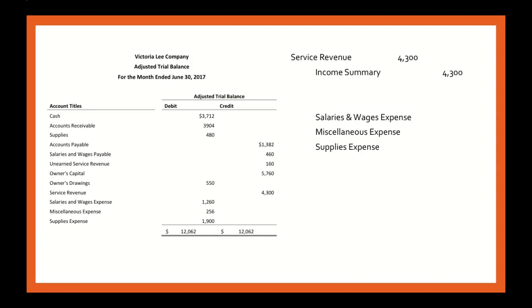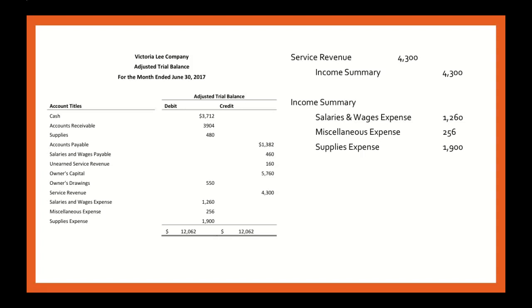But then the account that we're going to debit is where we close them to. So if you recall that flow chart that we had on the last slide, we close our expenses to income summary. So we will debit our income summary and credit all of our expenses. Now, how do we figure out the amounts? Well, we credit the expenses for the amounts that are listed on our adjusted trial balance. So salaries expense was $1,260, miscellaneous was $256. So we just copy those over into our closing entry.